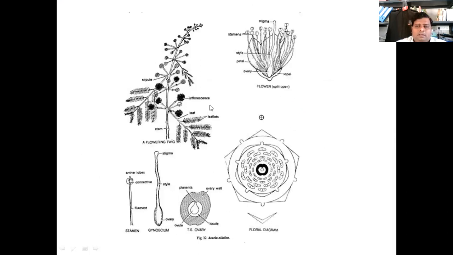This is the diagram of Acacia nilotica. You can see the flowering twig. This is the flower, stamens, stigma, style, petals, and ovary. Here you can see separated gynoecium. Here is stamen. Here is the floral diagram for this Acacia nilotica. Here is the ovary. You can see the locule, and this is the seed and its attachment. That is the placenta. This is the marginal placentation. We'll stop here. In the next lecture we'll see the remaining subfamily, that is Caesalpinioideae.